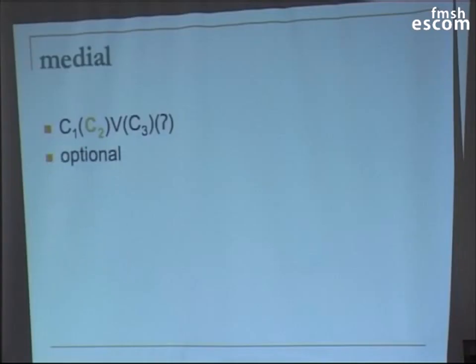Now let's look at the C2 position, which is also called the medial position. Now what do you get in medial position? Very simple. First it's optional, so you don't always get something, but when you do get something, it's always an R. So it's a position that can be filled only by an R.